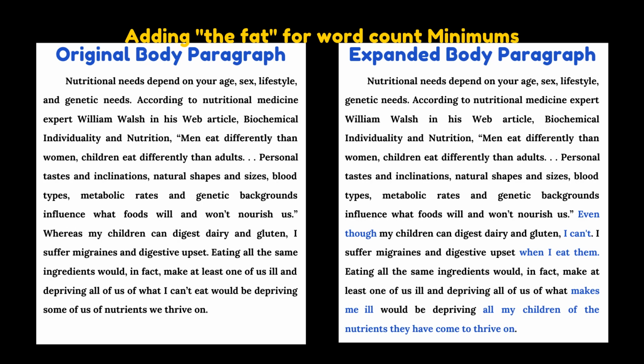Here's the original body paragraph to the left, the expanded body paragraph to the right, and you will see that here my blue words are even more sparse and broken up. I just kind of read through each sentence in those steps and figured out how I could say something with more words.